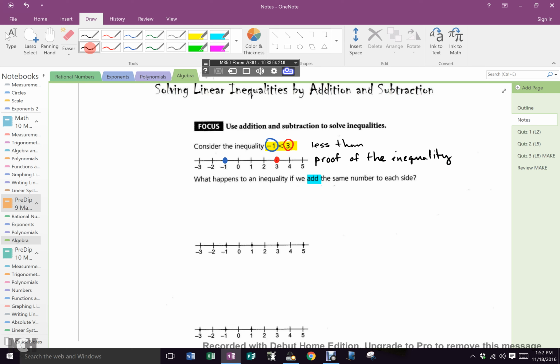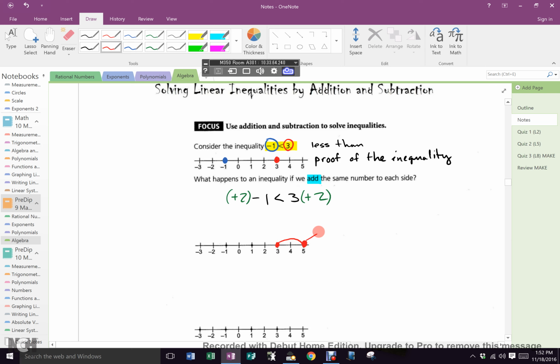Now, what happens to an inequality if we add the same number to both sides? So what was our original inequality? -1 was less than 3. Yes? Add 2 to each side. So where does my red dot go? It goes to the right. Goes to the right 2. To this spot. Yeah?